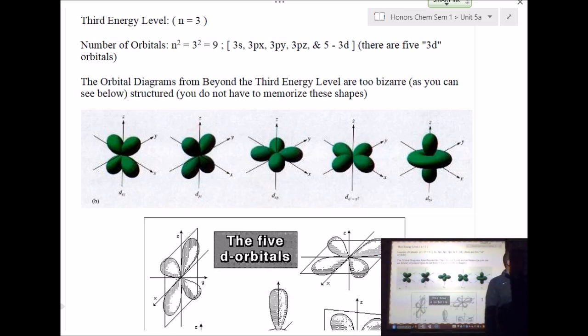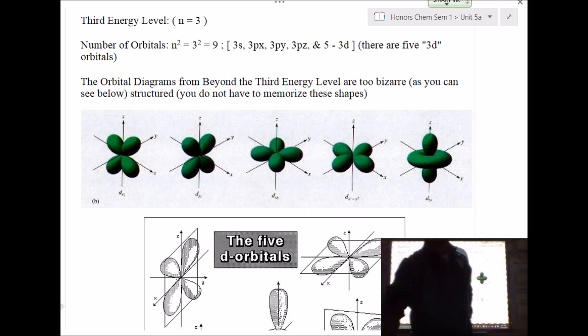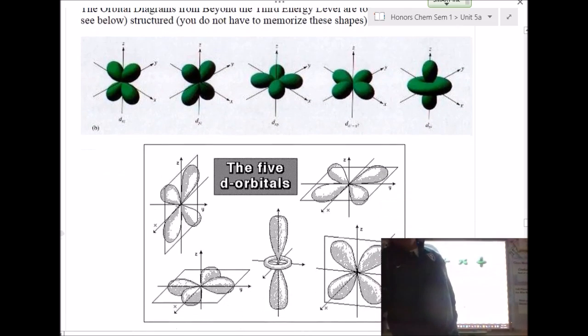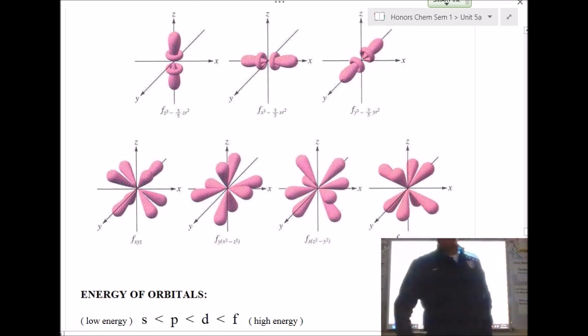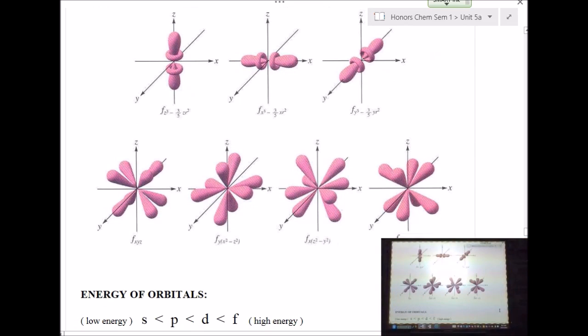A bumpy ball. But it's going to have more bumps because we actually have more quote-unquote nodules, so to speak. Okay. And then the last set of orbitals get really crazy looking. They look like this.